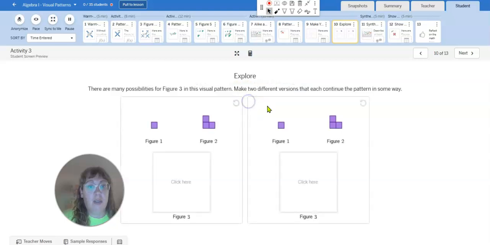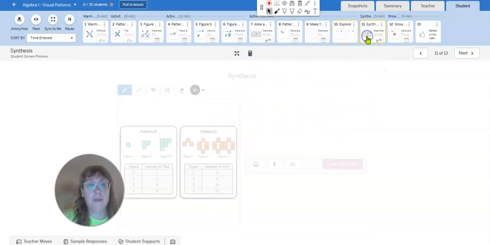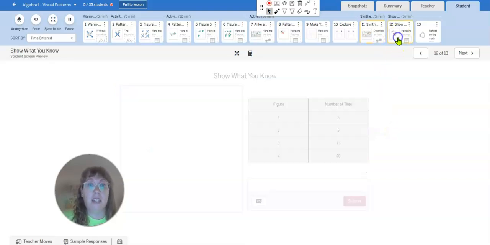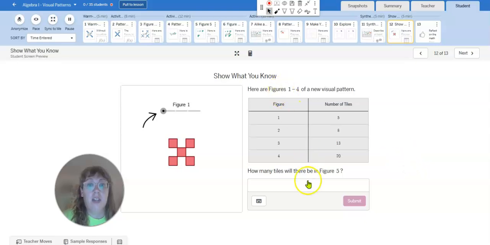This is going to give you some more practice, so if you're not feeling sure, this is a great spot to explore and do some more practice problems here. On slide 11, you're going to talk about at least one strategy for determining the number of tiles in figure 7. And then on slide 12, you're going to think about how many tiles there'll be in figure 5. So those last few slides you're going to do on your own.